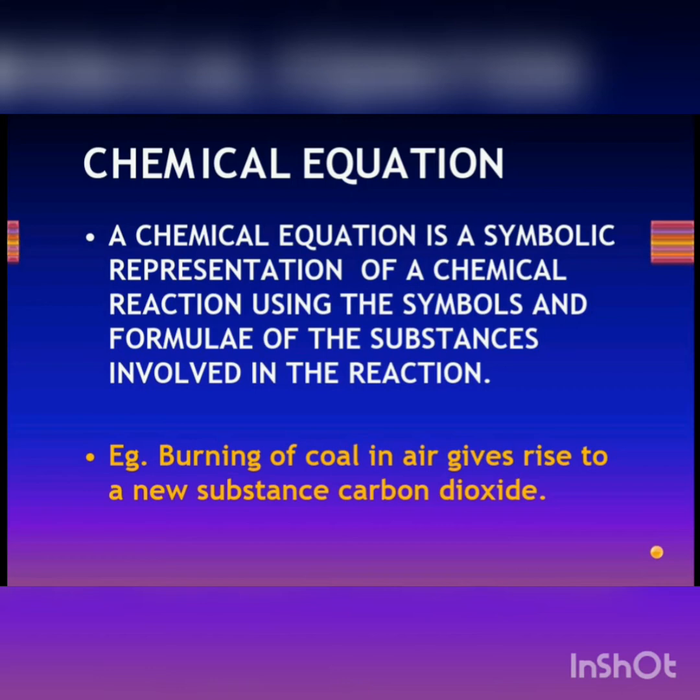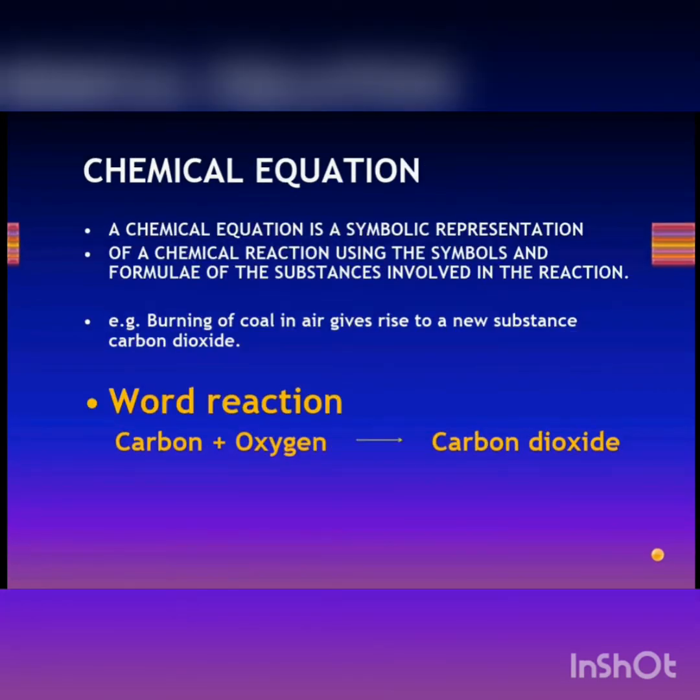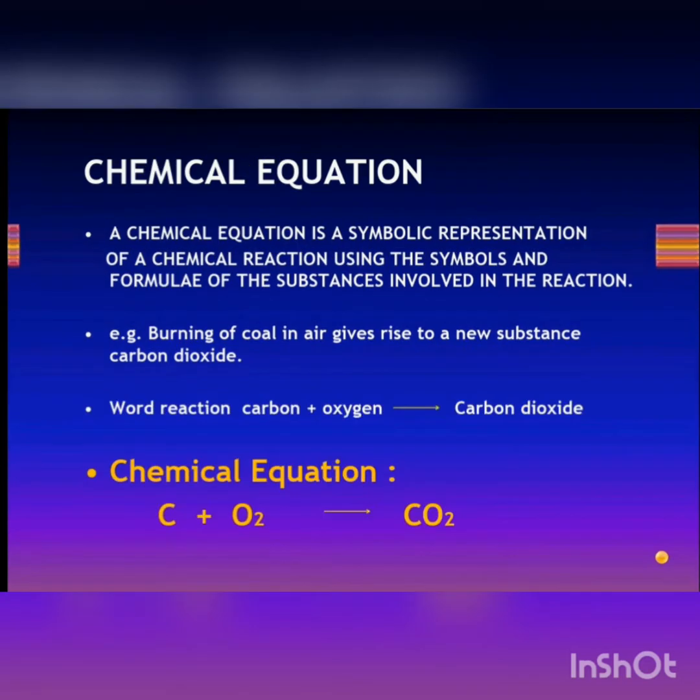Now let's understand this with the help of an example. Let's take the burning of coal. If coal burns in air, what happens? It gives rise to a new substance which is carbon dioxide. So this chemical change can be represented using an equation. Let us see how. The reaction in words is translated as carbon plus oxygen gives you carbon dioxide. So the reaction can be written in words as shown here.